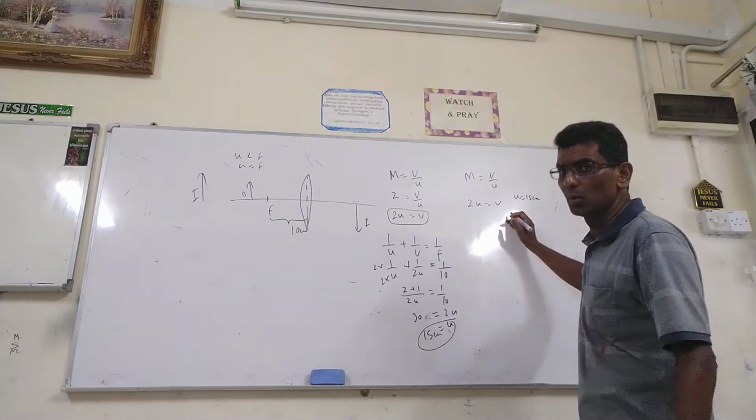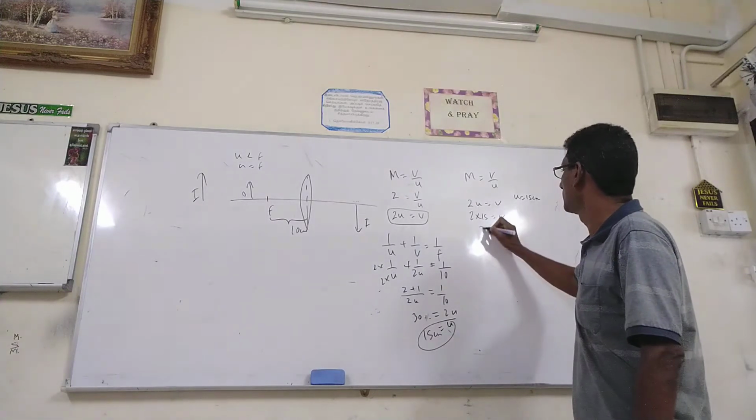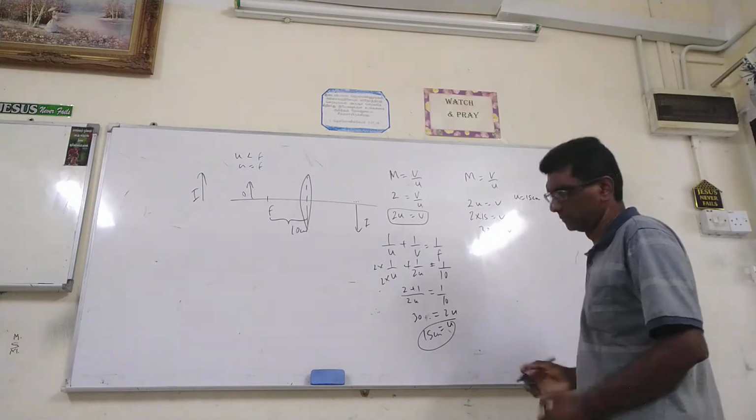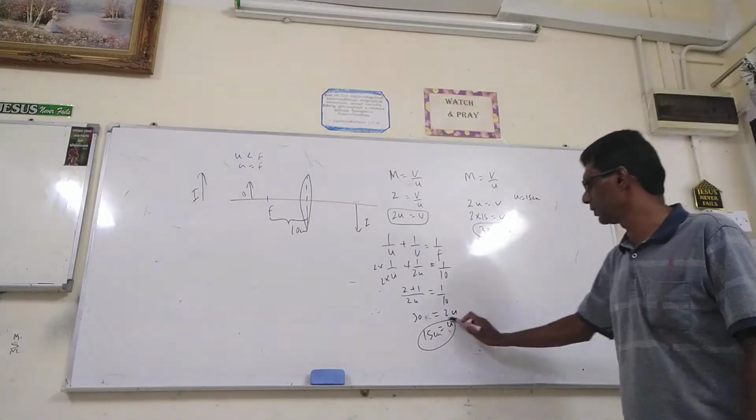So what is v? 2 times u, where u is 15 cm, so v is 30 cm. V is 30 cm, and u is 15 cm.